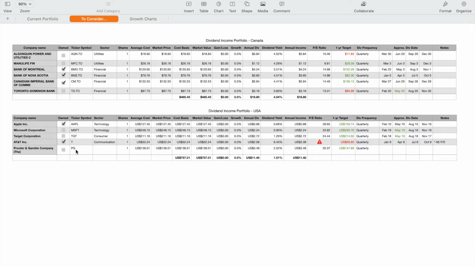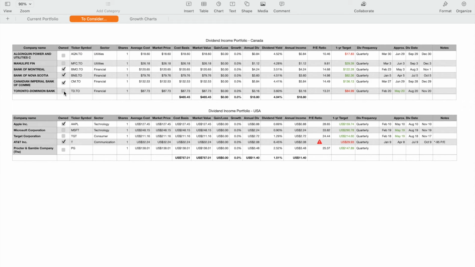So now that we saw how to add a company to the to consider page, what do we do if we actually want to buy into that company? So let's say I want to purchase a couple shares of TD. I'm looking at it, dividends coming soon, the price is reasonable. Yeah, it might go down, but it's a bank. Even if it does go down, it's not going to go down by too much, and it'll come back up eventually. So I'm like, okay, I want to buy TD.